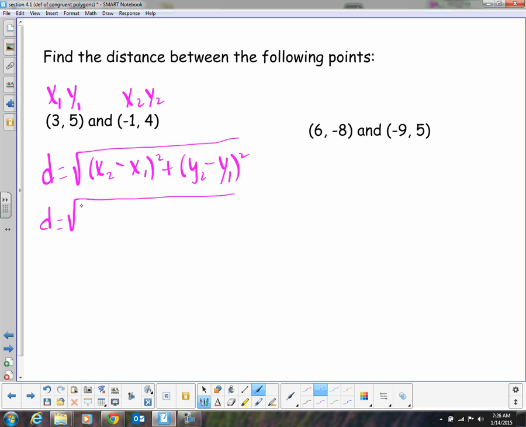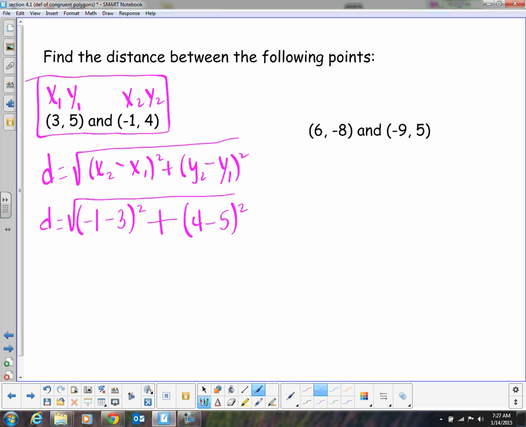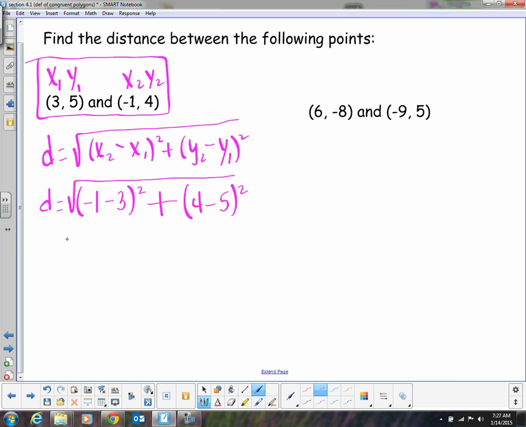So my x2 is -1, my x1 is 3, and we square that, added to my y2 is 4, my y1 is 5. And if you're messing up, put these on top so you can see who x1, y1, x2, y2 is. My daughter needed to do that. She did that, she got them right. So I like to do this because that's just me.